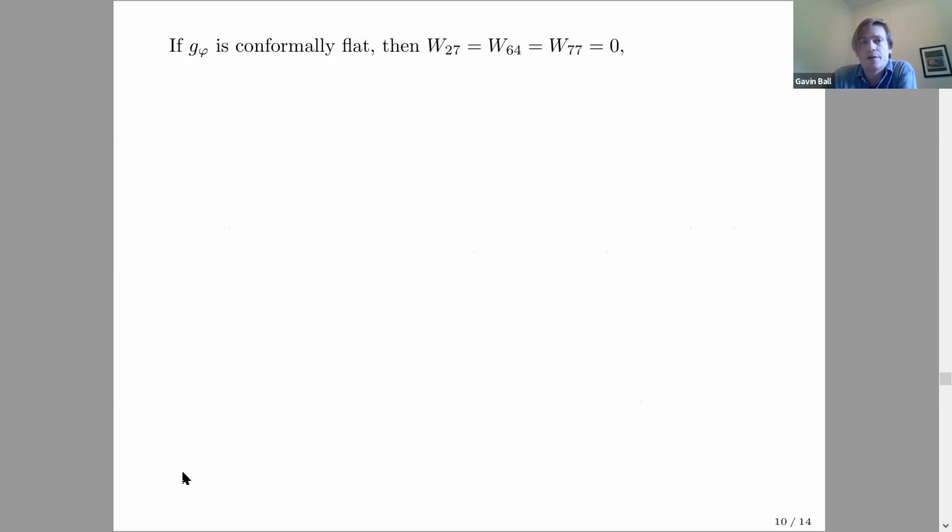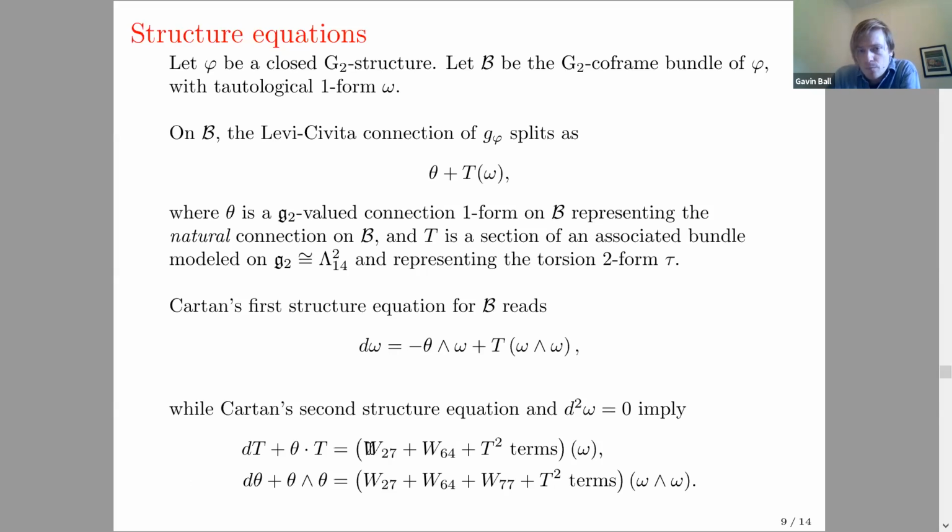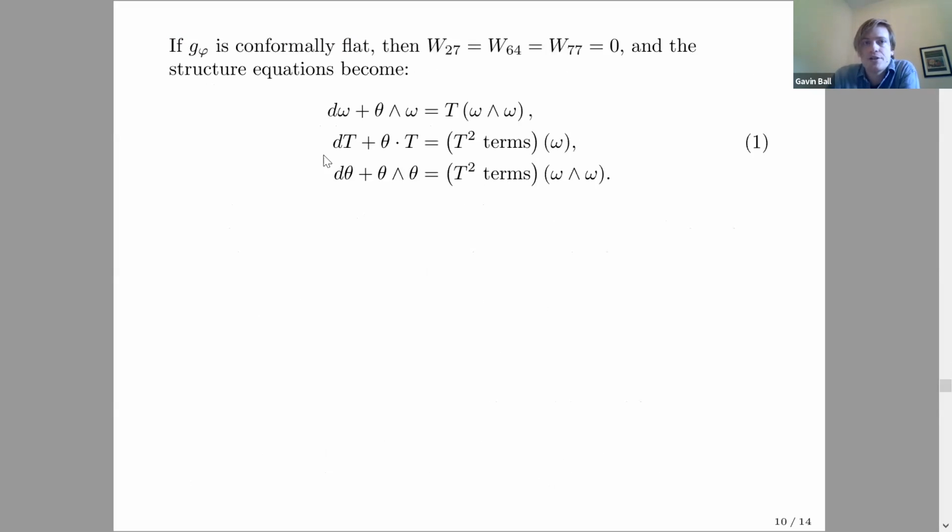So now let's assume that our induced metric is conformally flat. Well, that's equivalent to the vanishing of the Weyl curvature, which is the vanishing then of W27, W64, and W77. So if we look at our equations, all these vanish, and our structure equations now become this set of equations. These equations have the interesting feature that the right-hand sides, we already know how to differentiate them because we know how to compute d omega, dT, and d theta from the equations themselves. So we know how to differentiate the right-hand sides.